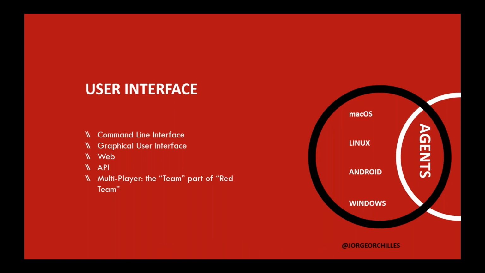Then we looked at user interfaces. A lot of them were command line interfaces only. Some had some sort of graphical user interface. Some allowed a web interface, and generally multi-user, where different people can log in and interact together like a team. And some have APIs. So we added all those as factors to look into as well. And then agents. Where can you create agents for? Can you create Windows payloads? Can you create Android, Linux, or Mac?